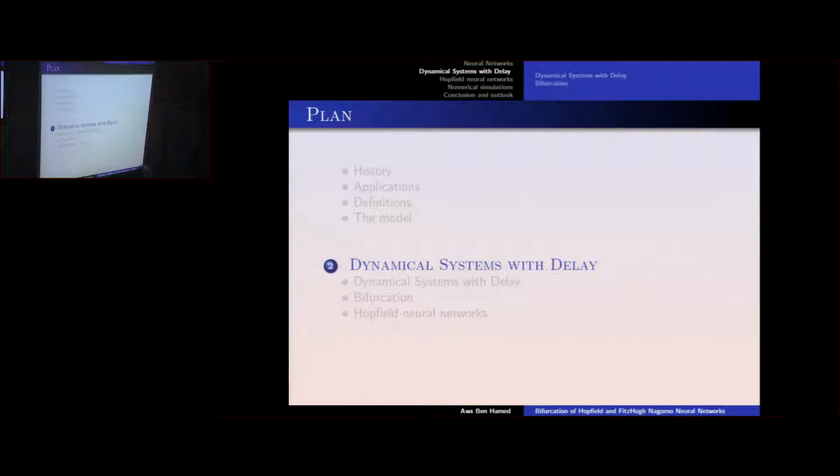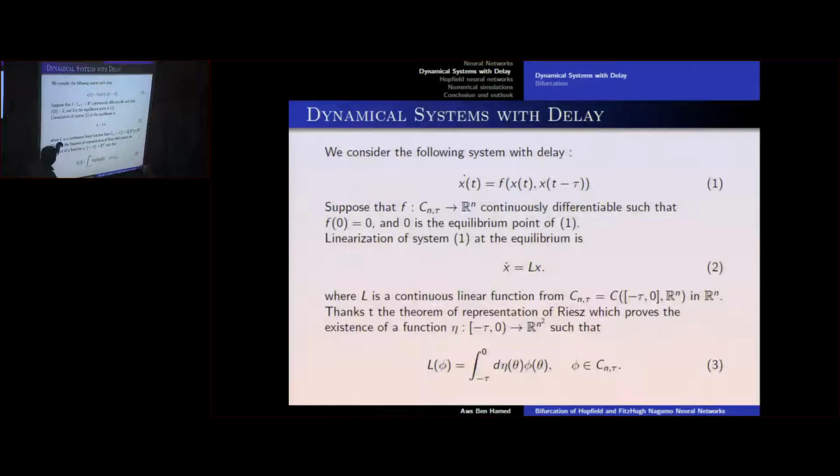Now we start with the dynamical system with delay. We have this system ẋ(t) = f(x_t), where x_t(θ) = x(t + θ), with x(t − τ). T is the variable, and τ is called the delay.